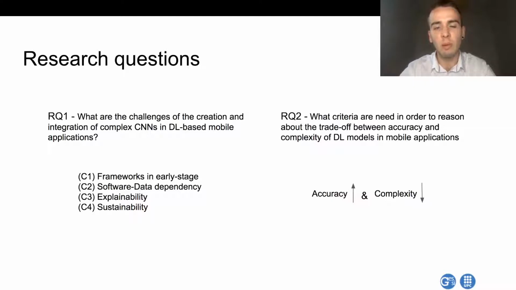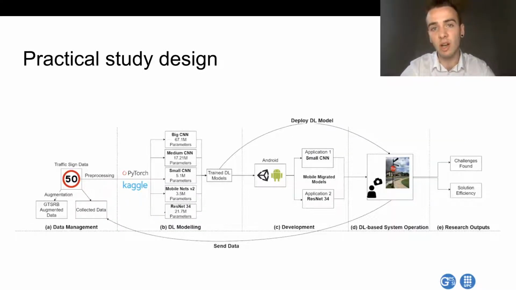So from this viewpoint, we established these two research questions where we study the challenges of the creation and integration of these complex CNNs into deep learning based mobile applications, and also we study what are the criteria needed in order to reason about the trade-off between accuracy and complexity of these deep learning models in mobile applications. So notice that we do not only study the deep learning deployment operation, but we do so in an end-to-end approach of the life cycle, since we can find these challenges or these optimizations wherever during the deep learning based software lifecycle.